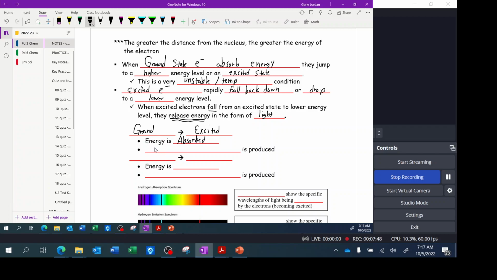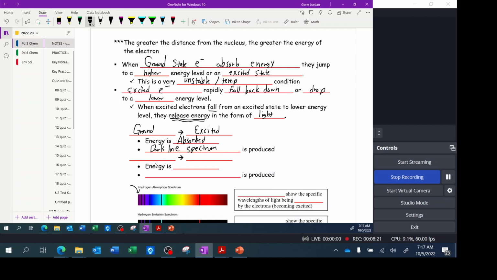Now, there's a special thing that is produced, and you'll see it down here. As the energy is absorbed, all of a sudden a frequency of light is missing. It creates what we call a dark line spectrum. And it's pictured down below, right here. A dark line, so that's good.